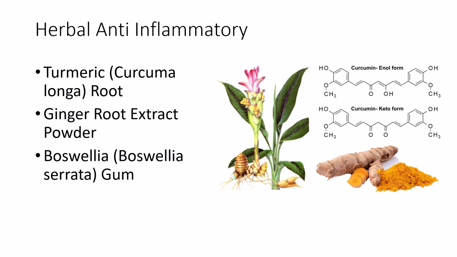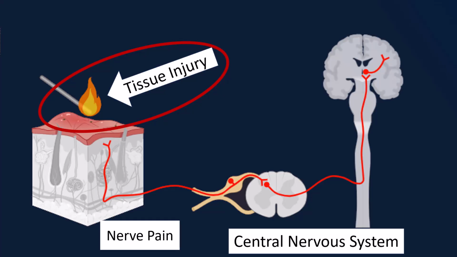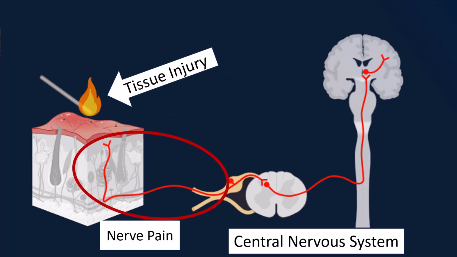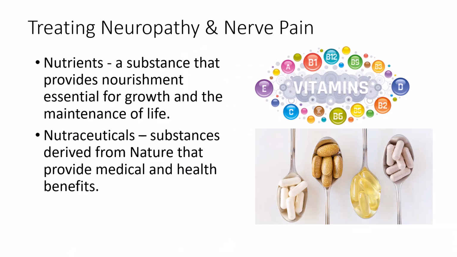In the top right of the picture is the chemical formula for 2 of these curcuminoids. These are the molecules in the plant that have been shown to have the potent anti-inflammatory and health-promoting benefits. So far, we've been talking about remedies, nutraceuticals, and nutrients for relieving pain that's associated with tissue injury. Now let's look at pain remedies for neuropathic pain.